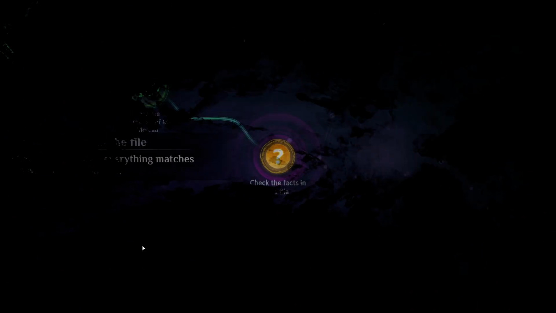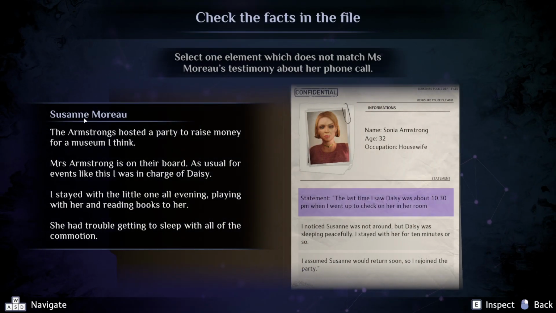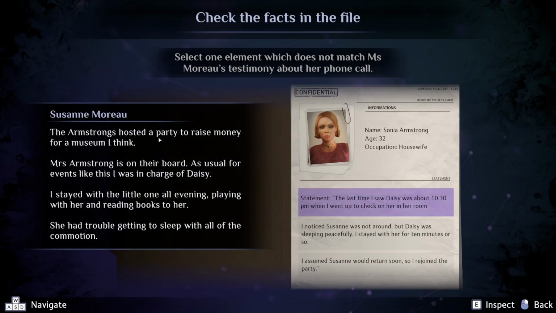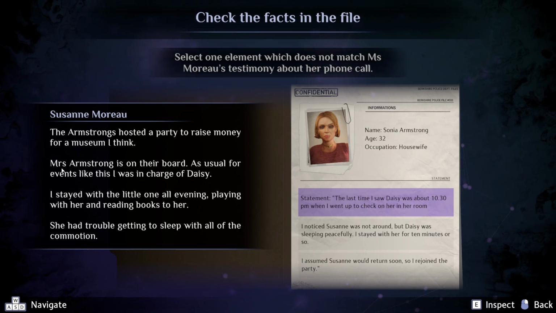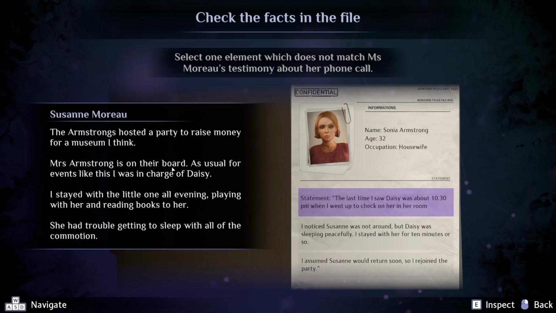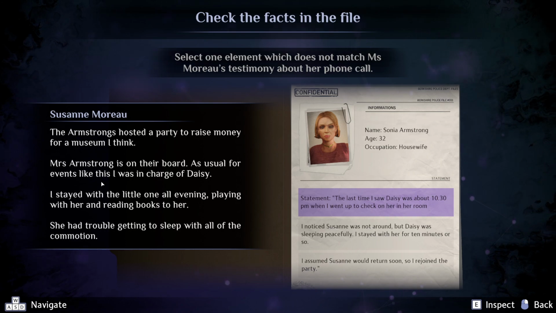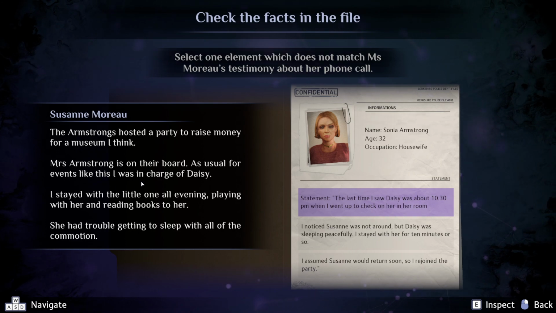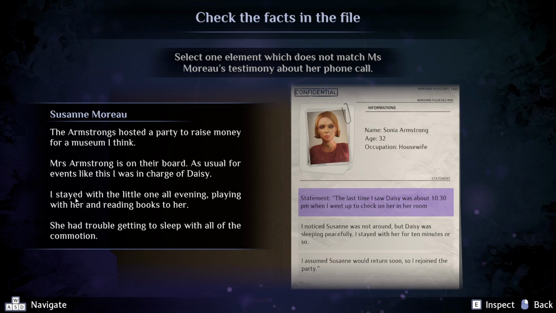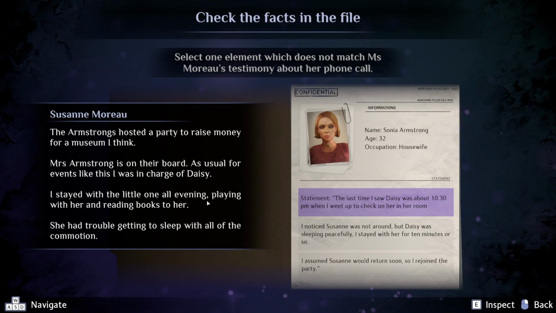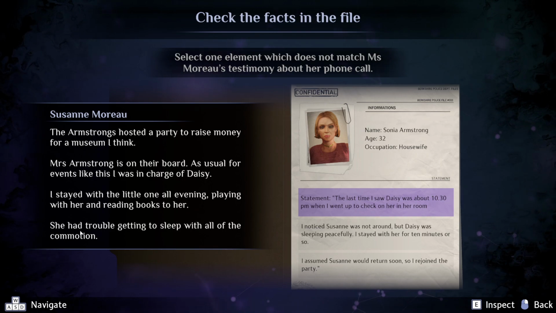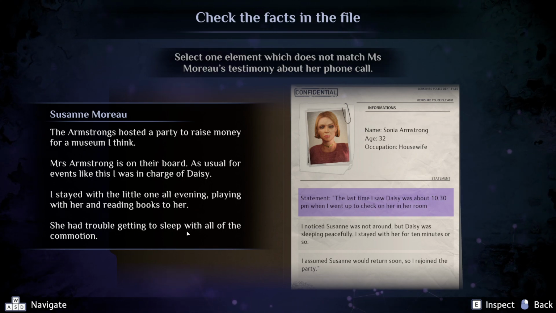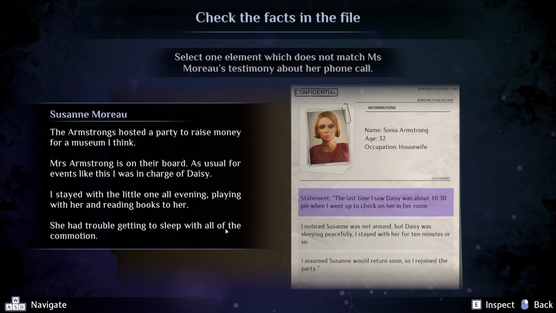So, let's do the facts now. Okay, so Suzanne Moreau. The Armstrongs hosted a party to raise money for a museum, I think. Mrs. Armstrong is on their board, as usual, for events like this. I was in charge of Daisy. I stayed with the little one all evening, playing with her and reading a book to her. She had trouble getting to sleep with all of the commotion.